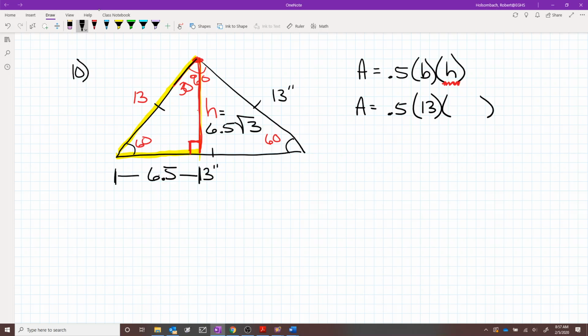So in your calculator, you take 6.5 and you multiply it by the square root of 3. And your height is 11.3. So now the area of this triangle is going to be equal to, the 11.3 is still sitting in your calculator, and in multiplication order doesn't matter. So just push the times button, 13, and then times 0.5. And the area is 73.2.